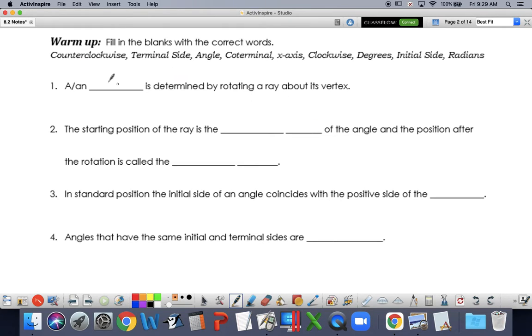So, an angle, to start off slow, is determined by rotating a ray about its vertex. The starting position of the ray we call the initial side, right? Initial meaning the beginning of where we're starting the angle, and the position after the rotation is called the terminal side. So we start with our initial and we end with the terminal.